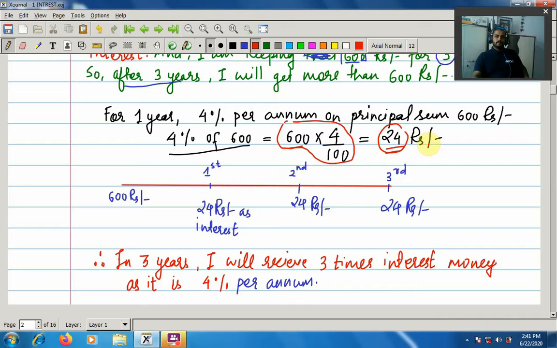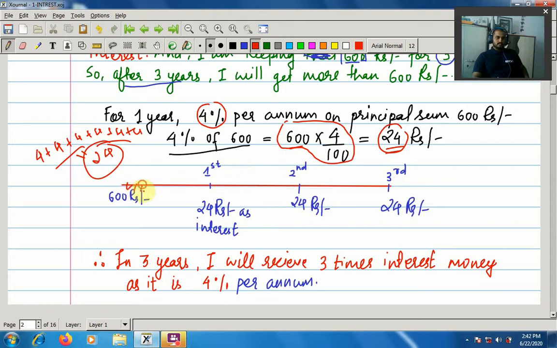How does this 24 come? I have explained that this 4% means 4 rupees on every 100. So I'm going to add 4 rupees for the first 100 rupees, plus 4 for 200, the second 100, then 4 plus 4. I'm going to add 4 six times, so 3 and 3. So this is 24 rupees, but I have kept my 600 rupees for 3 years.